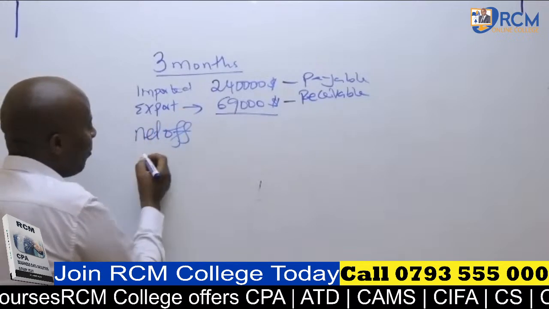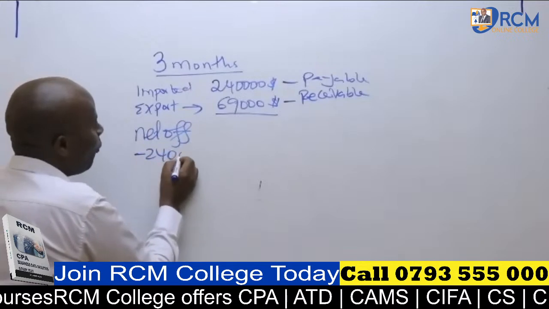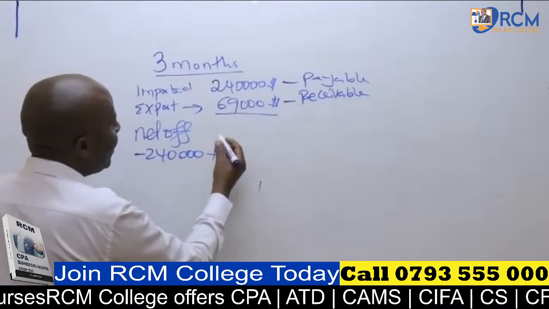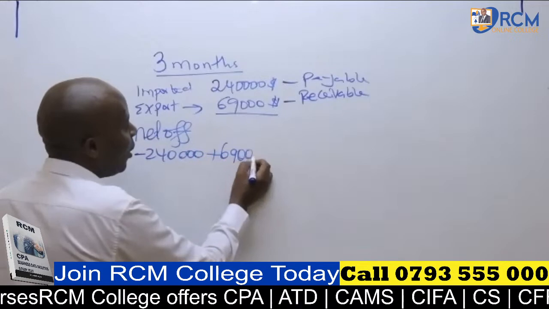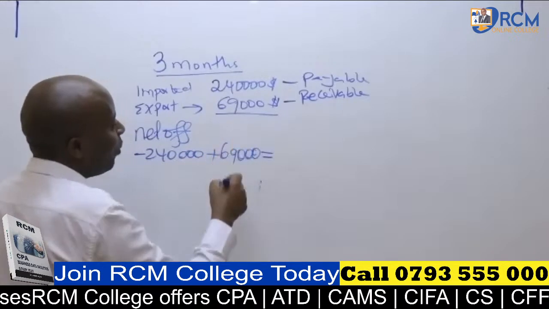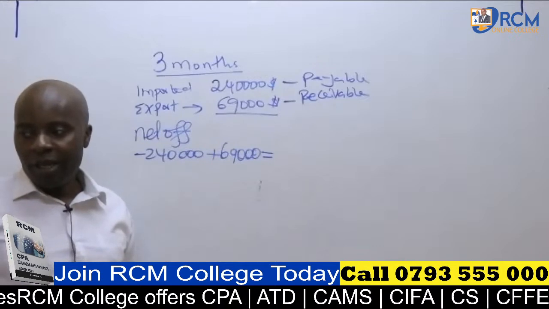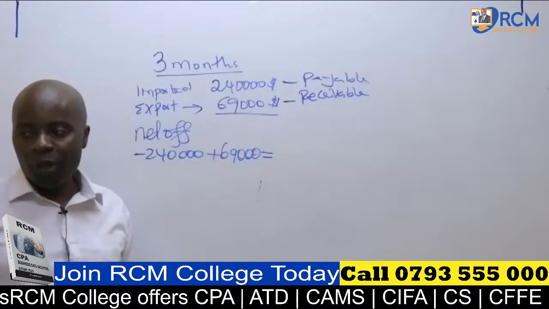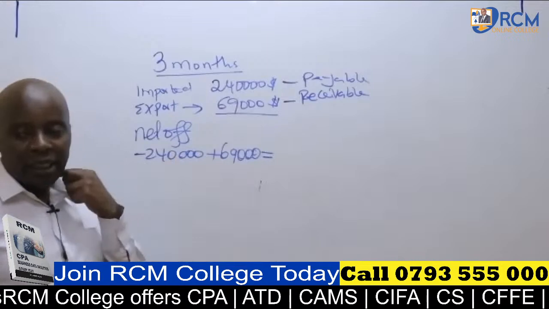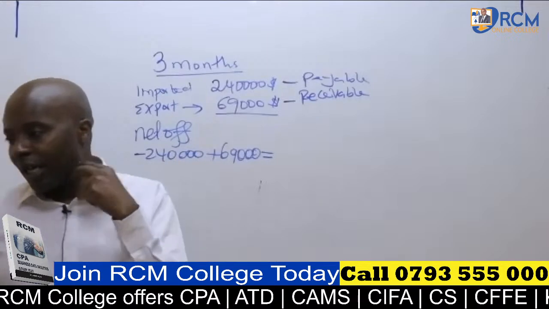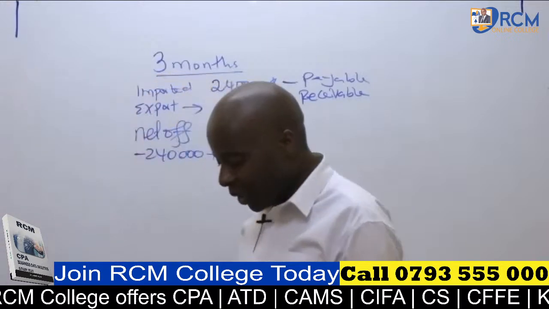So a net off, what do we have? Imported is payable. Payable is minus 240,000 plus receivable, which is 69,000. Receivable is a cash inflow. Payable is a cash outflow. So could you kindly give me this answer? What do we have here, somebody?